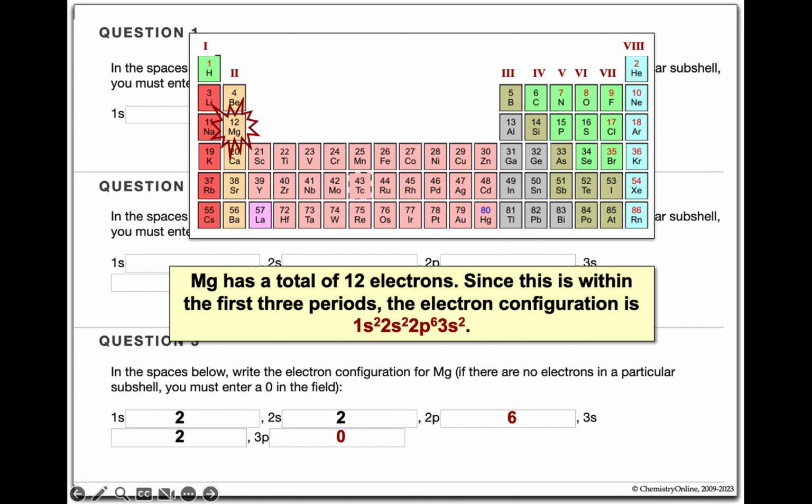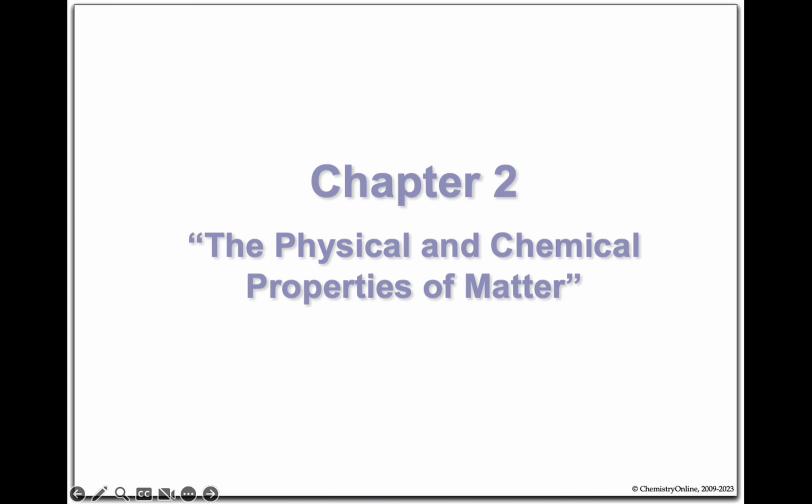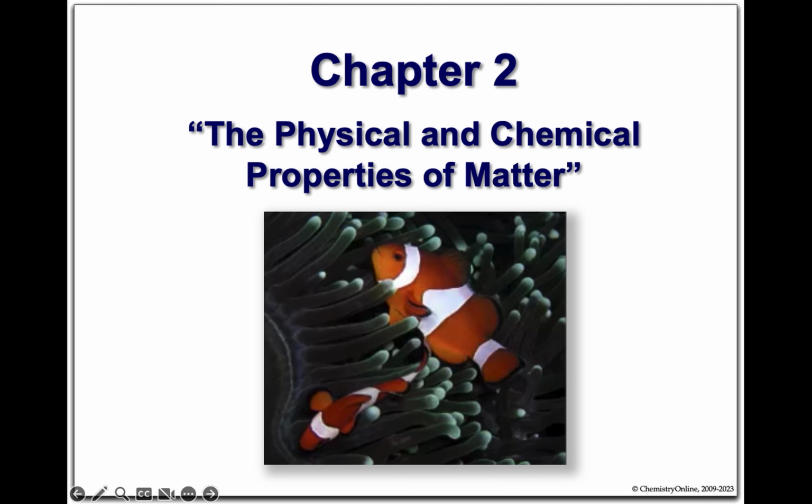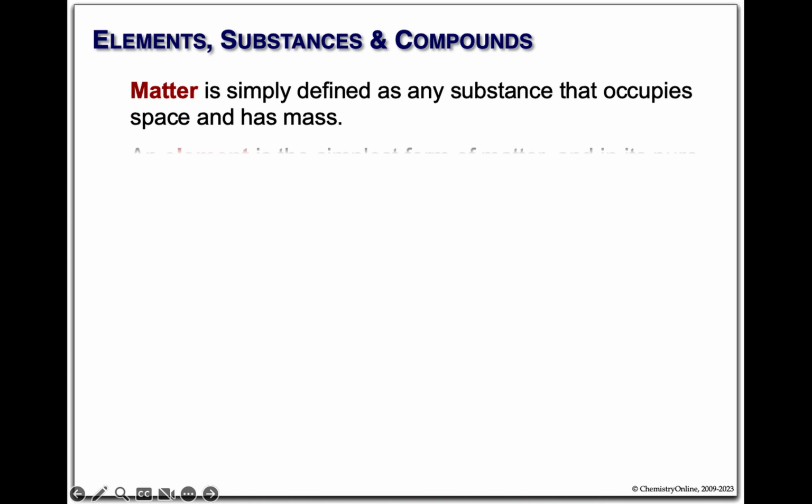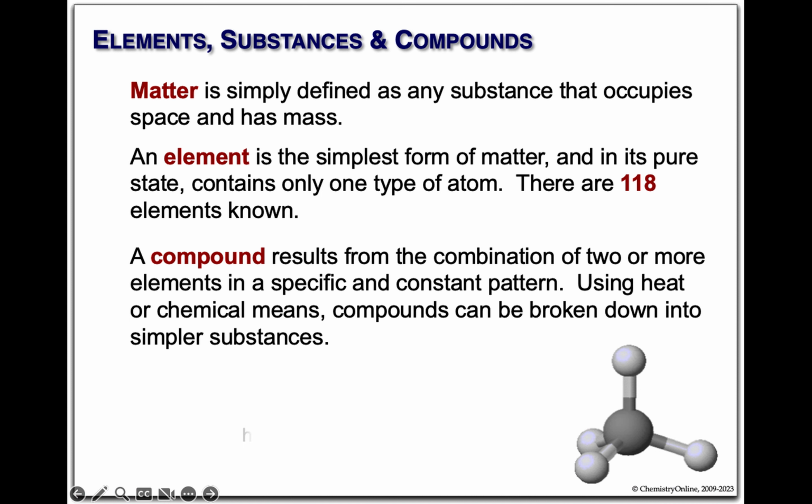All right, that basically does electron configuration. Again, the highest energy electrons, they'll be in the highest period. Those are the valence electrons that we'll use for bonding. All right, let's move on to physical and chemical properties of matter. We said matter was defined as anything that occupies space and has mass.